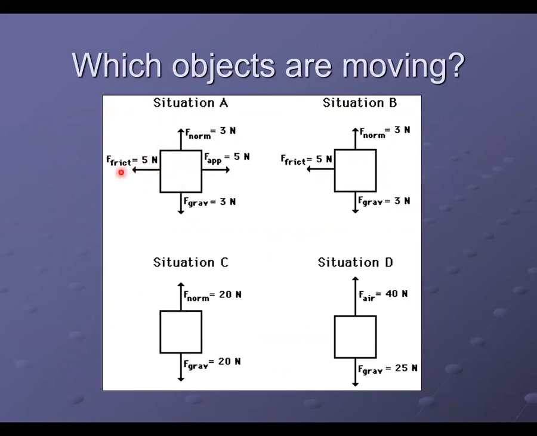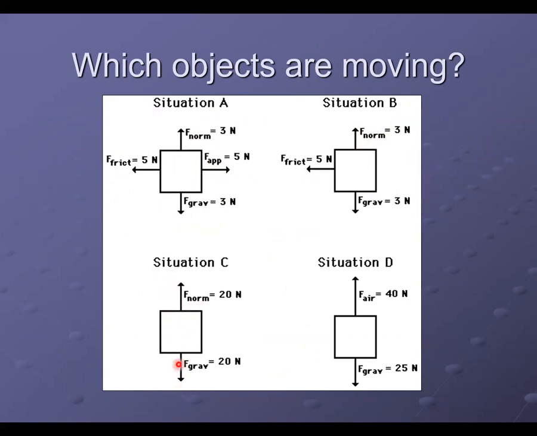Anyway, 5 newtons of force to the left, 5 newtons of force to the right. Those cancel out. 3 up, 3 down. Those cancel. This is balanced. It's not accelerating. If we take a look at this one, we've got 3 up and 3 down. That cancels, but we've got 5 to the left, nothing over here. So this is unbalanced. This will accelerate.